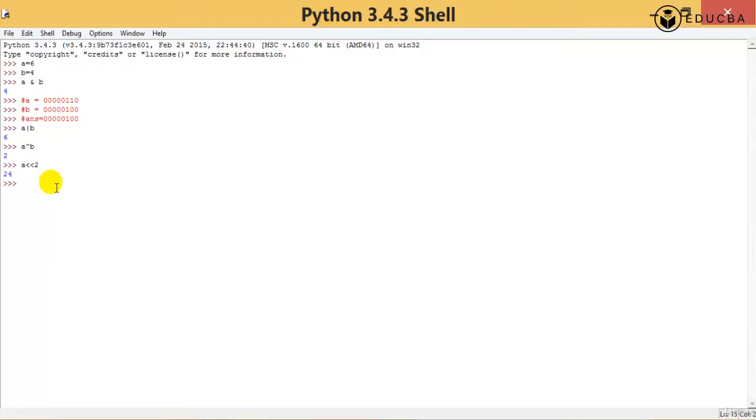16 plus 8, that is 24. Sir, what if I do A right shift by 2? A right shift by 2. Answer is going to be a 1.